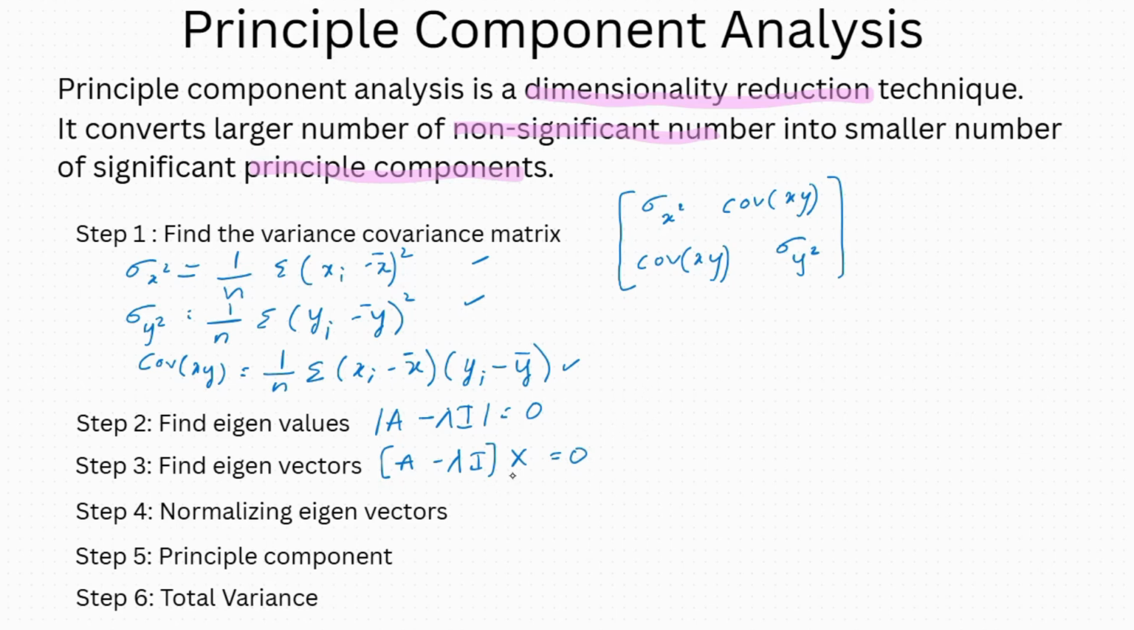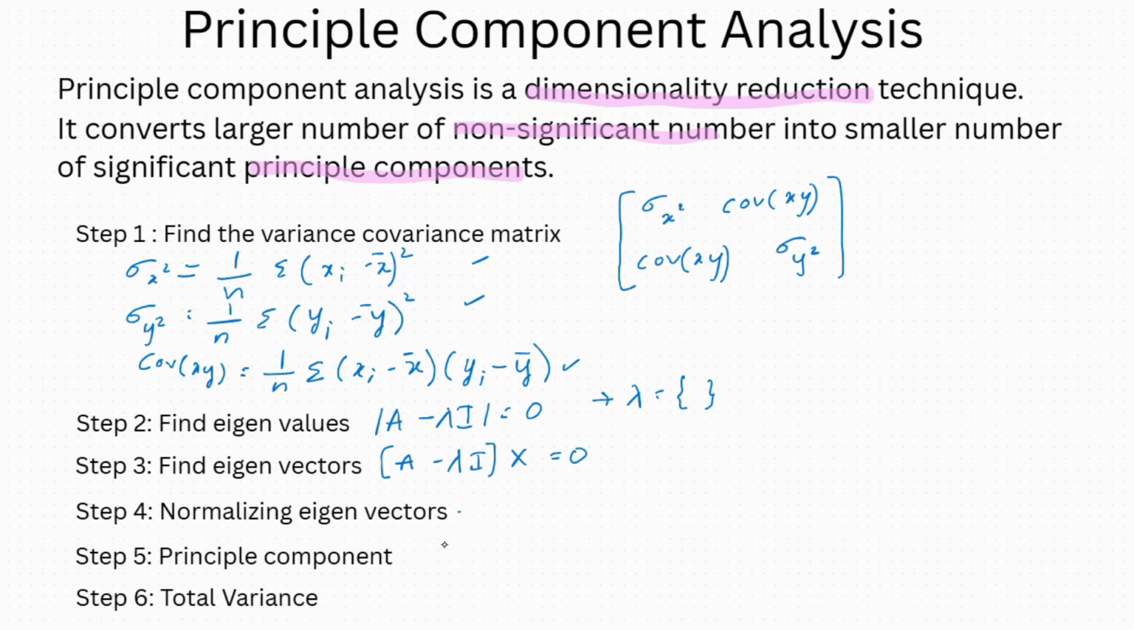When we find these eigenvalues, we will get lambda equal to a set of values. So these values should be substituted in the eigenvectors equation so that you will get a few equations. From those equations, we have to normalize the eigenvectors. Then the fifth step is we have to find the principal component.